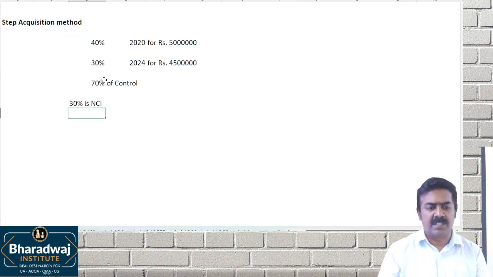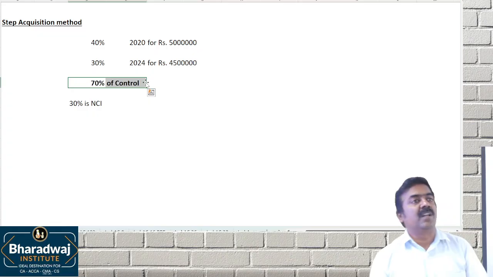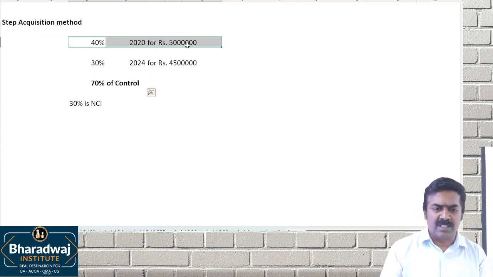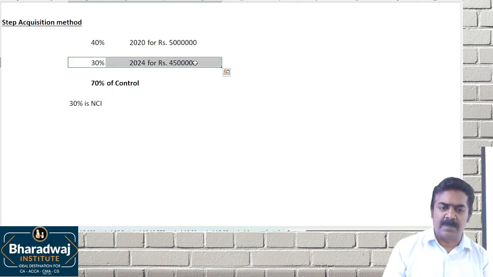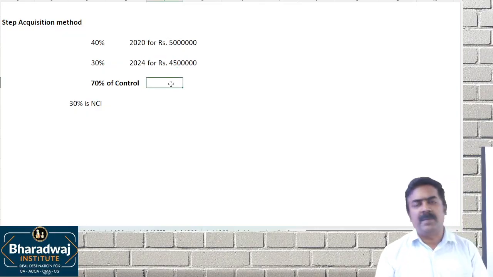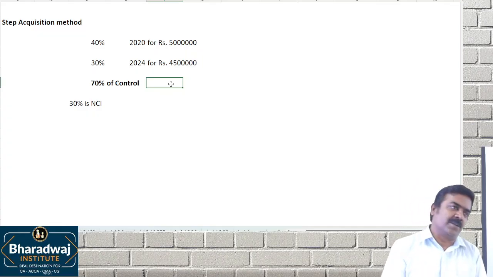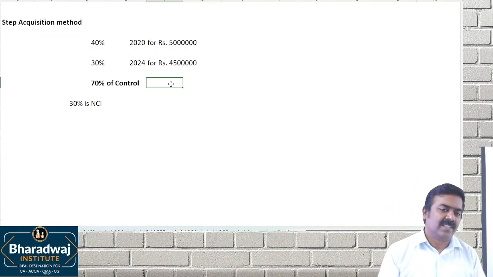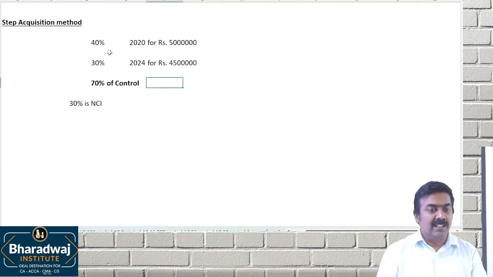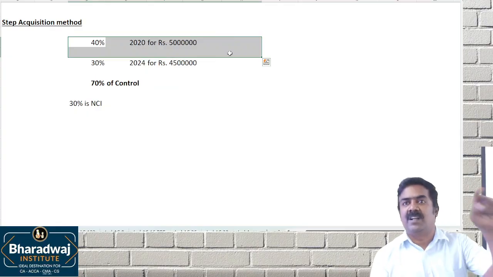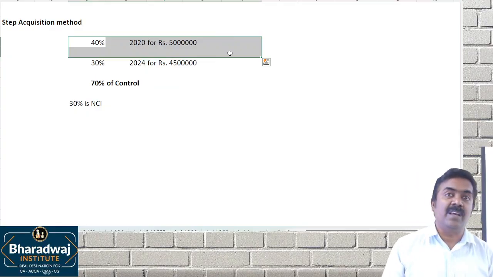30% will be called as NCI. Now listen, while calculating the goodwill or gain on bargain purchase, ignore the pooling of interest method. Now come back to the normal one. What is the 40% we acquired for? 5 lakhs. 30% we acquired for? Okay, 50 lakh, 45 lakh. So what will be the value of 70% control? 50 lakh plus 45 lakh total. Don't take 95 lakhs. The accounting standard says the previous valuations also should be fair valued.